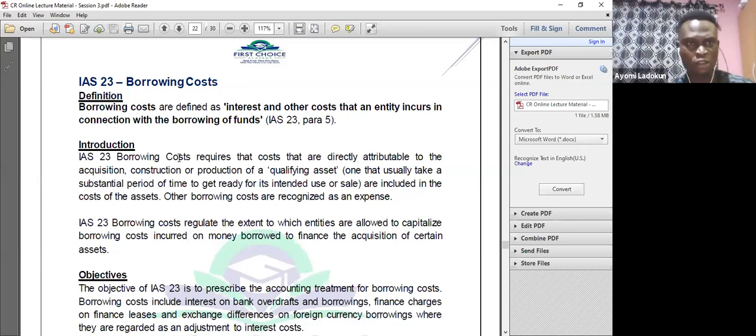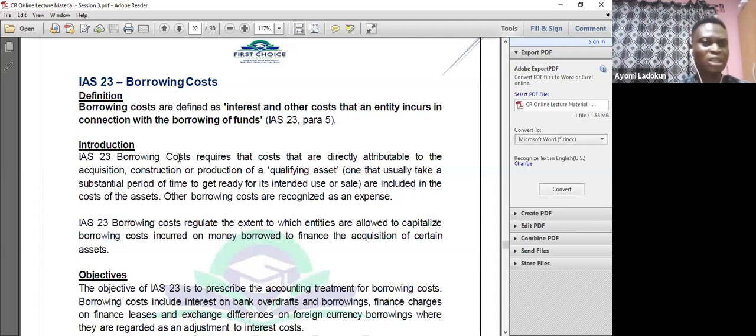Okay, the effect of changes in foreign exchange rates. Then from there, I'll teach you substance over form. After that, you're going to do probably IFRS 2, IFRS 16, and people have been begging that you also take IFRS 9, financial instruments. So we're going to do that.